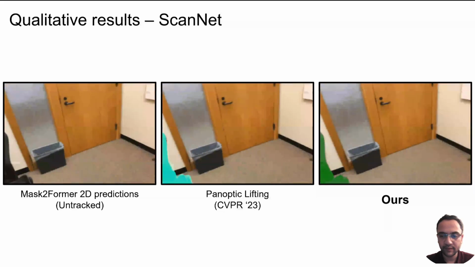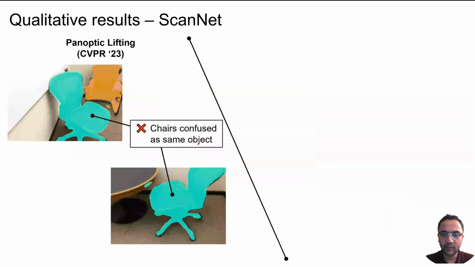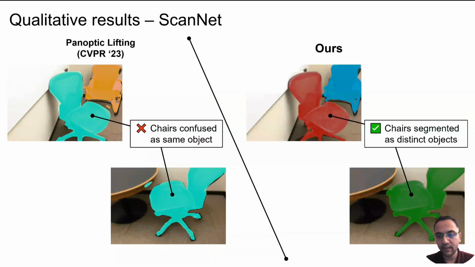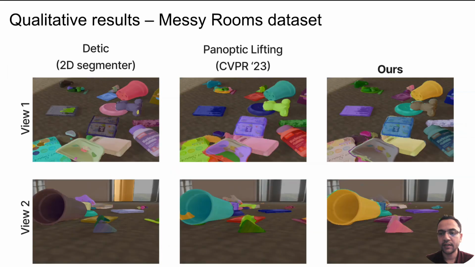If we zoom in on this result, we can see that Panoptic Lifting confuses two chairs as the same object, while our method can successfully identify them as distinct objects. Even in a complex scene with 25 objects occluding each other, our method can accurately segment them in a view-consistent manner. Here we can see a few difficult areas where our method can generate better segmentations than Panoptic Lifting.